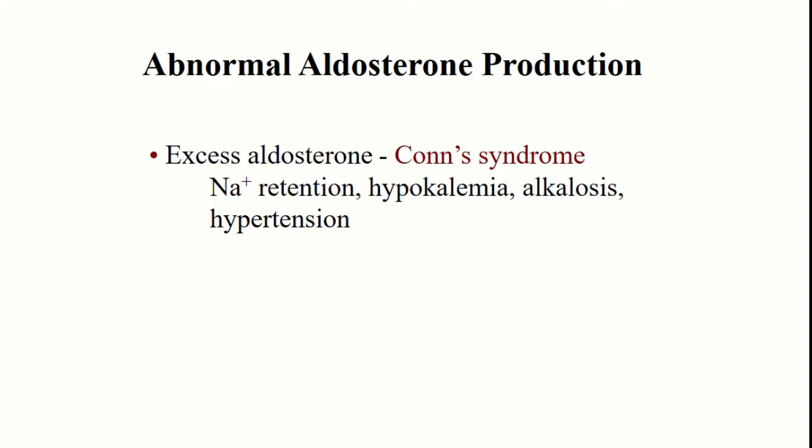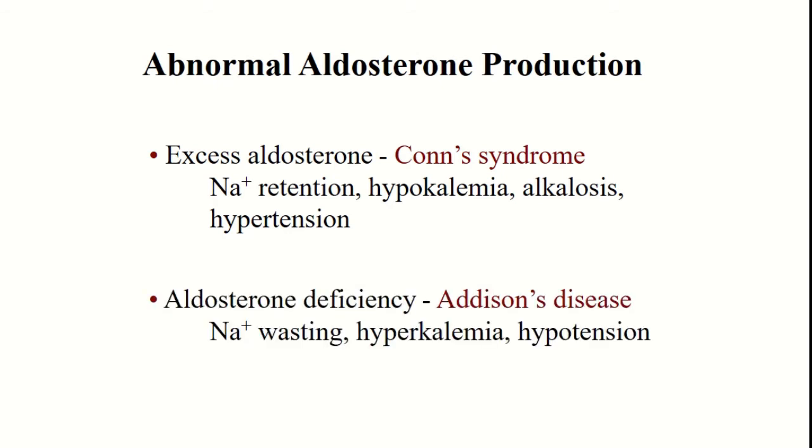So there is a condition which is called Addison's disease, in which the levels of aldosterone decrease in the body, and the exact opposite of this happens. Sodium is going to be lost from the body, water is going to be lost, and that leads to a state of hypotension, and increased reabsorption of potassium will lead to hyperkalemia, and again increased reabsorption of hydrogen will lead to acidosis.